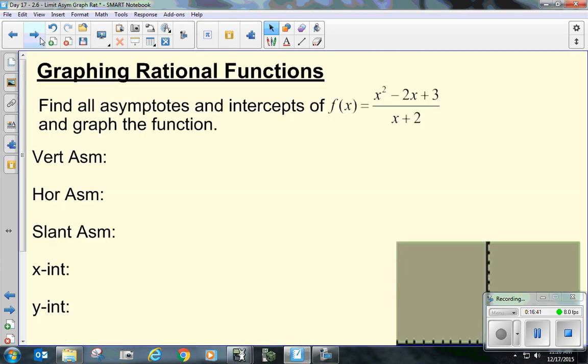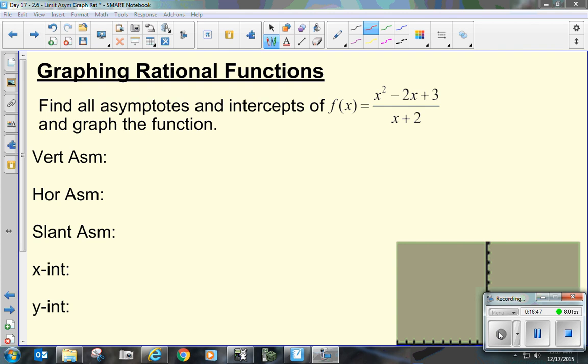Now that we have this, we have 1 left. Why don't you guys try one on your own? And then we'll go over it afterwards. Here we go. What's the vertical asymptote?